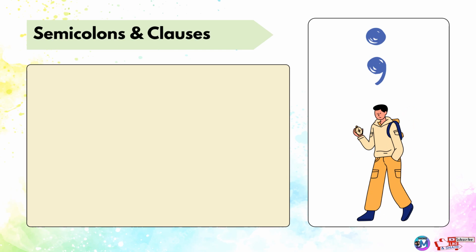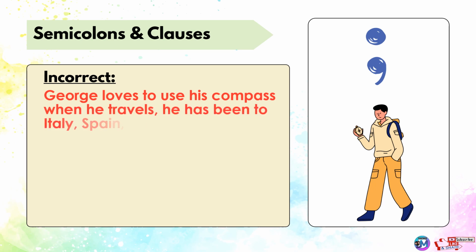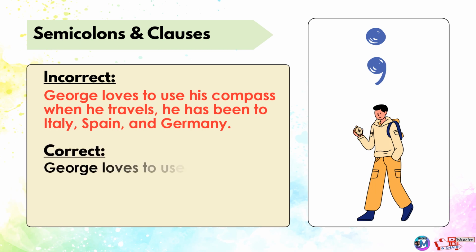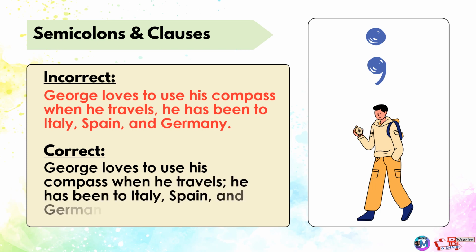What are the correct and incorrect usage of semicolons and clauses? Example of incorrect usage of semicolons and clauses. George loves to use his compass when he travels. He has been to Italy, Spain, and Germany. Now, let's look at the correct example of using semicolons and clauses. George loves to use his compass when he travels. He has been to Italy, Spain, and Germany. Let's look at the difference of the correct and incorrect usage of semicolons and clauses. What can you say? Good job. To join together independent clauses, you must use semicolons.